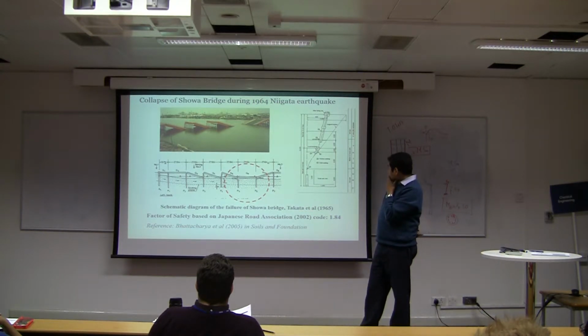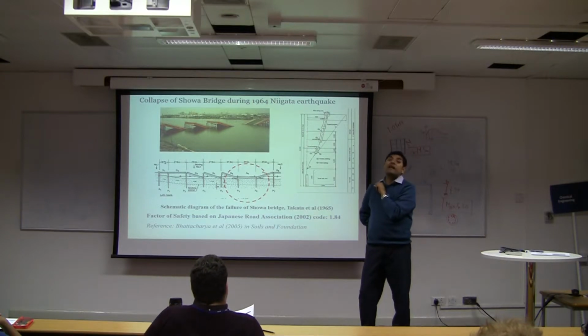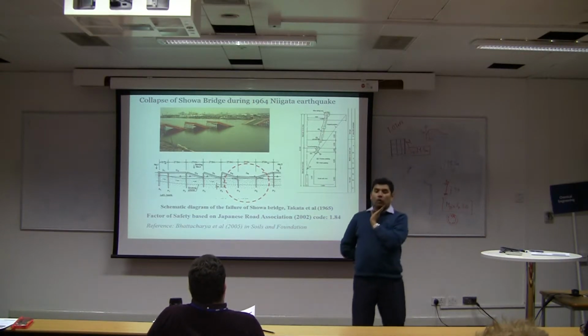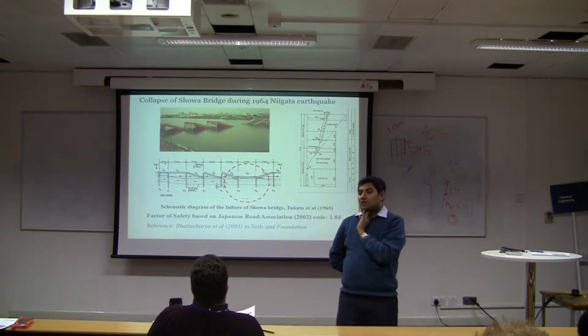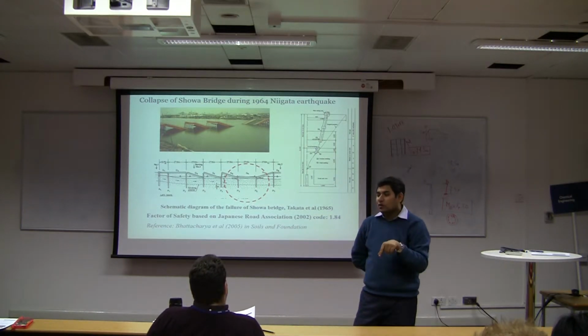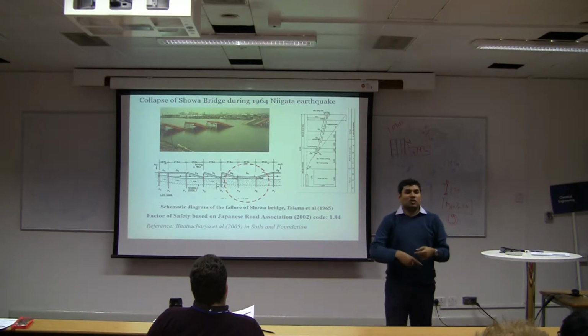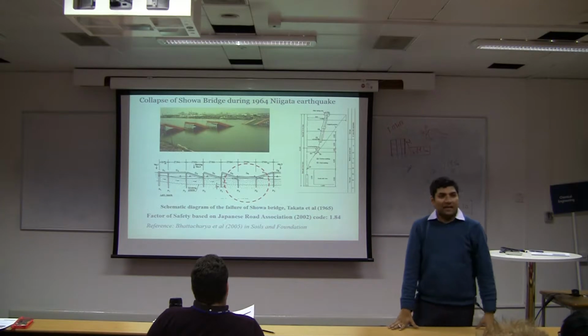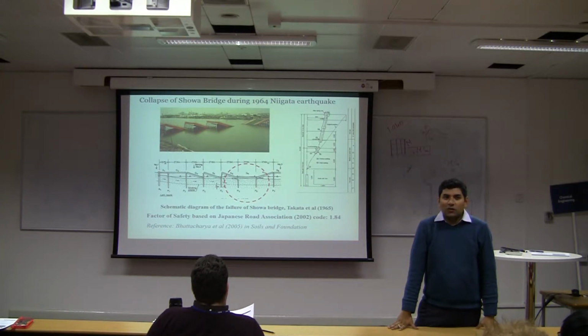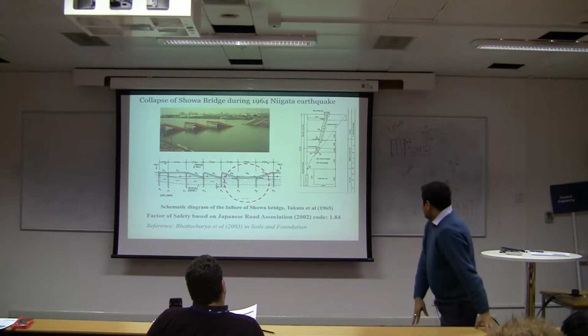So what I have done over the years, I've studied this particular bridge. What I found out is that this bridge failed in 1964. The code was revised 4 times. So I checked the bridge against the current code of practice. It was safe by a factor of 1.84. So if it's still safe, it means that we did the design using the wrong mechanism. So what governs is not this mechanism. Right.